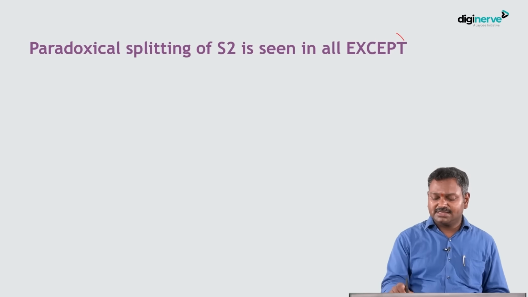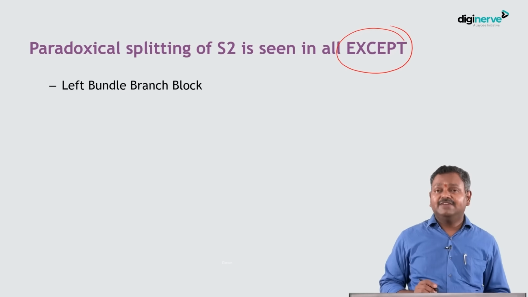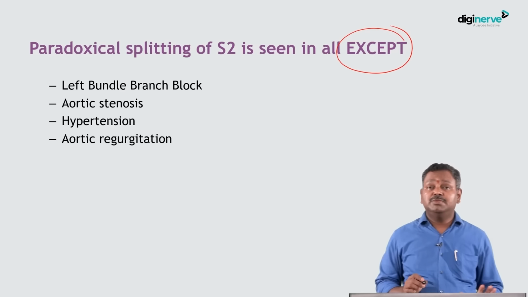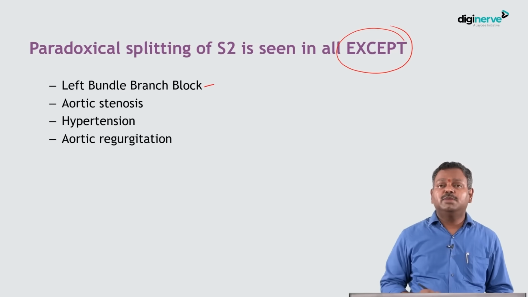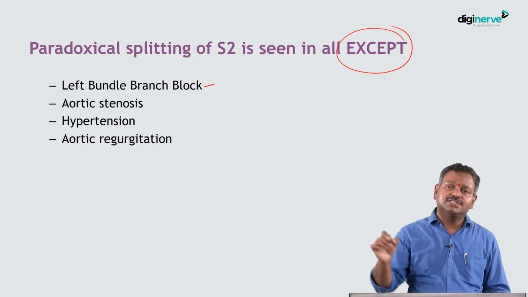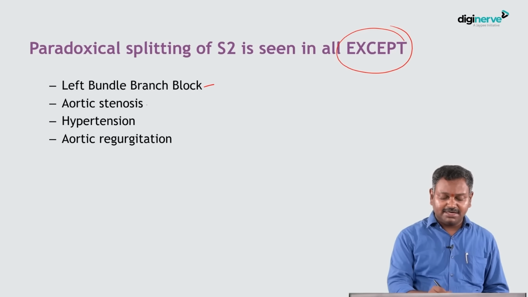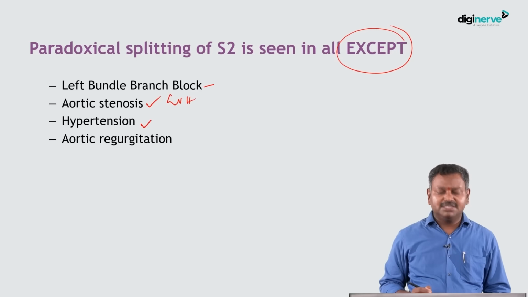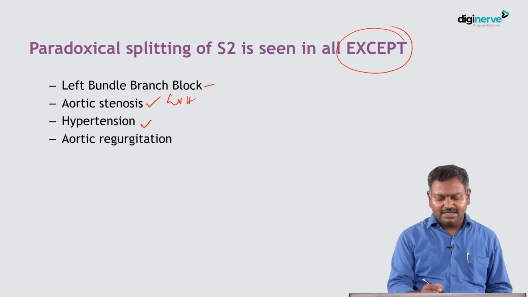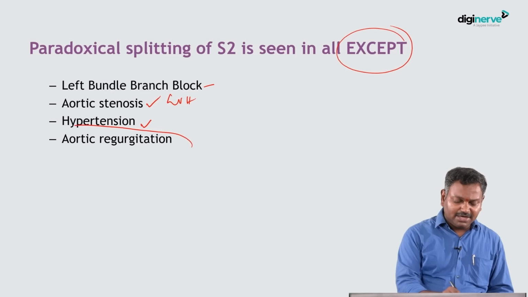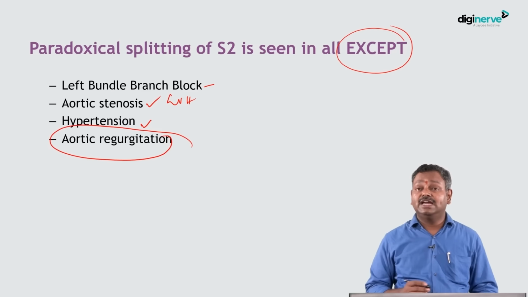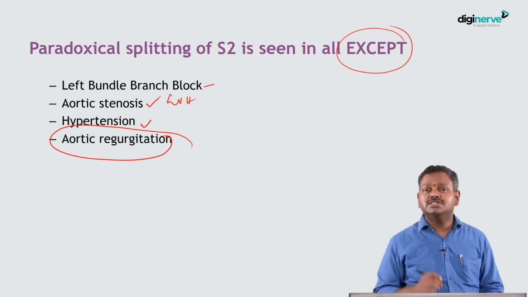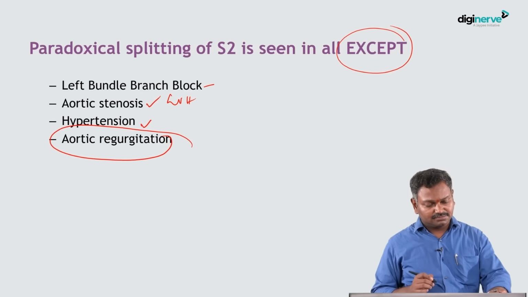Here is again an except question, so you have to look carefully at the options. Left bundle branch block, aortic stenosis, hypertension, aortic regurgitation. In LBBB, if the left bundle is blocked, the right has to get stimulated first and the LV gets stimulated so much later that you get a paradoxical split. In aortic stenosis, severe LVH is there, so you will get paradoxical split. In hypertension, again there is LVH, so you can get paradoxical split. In aortic regurgitation, there is no LVH, only dilatation, so you don't get a paradoxical split. So the answer to this question is aortic regurgitation.